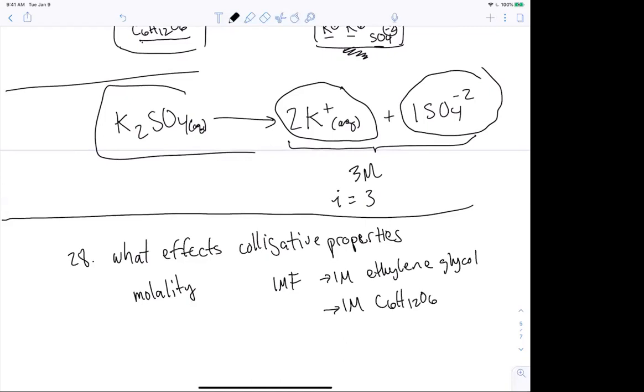So a 1 molar solution of one compound, ignoring the van't Hoff issue, is equivalent to a 1 molar solution, at least if they're overall 1 molar, of another compound. So nothing matters except for the concentration. That's the answer to 28.